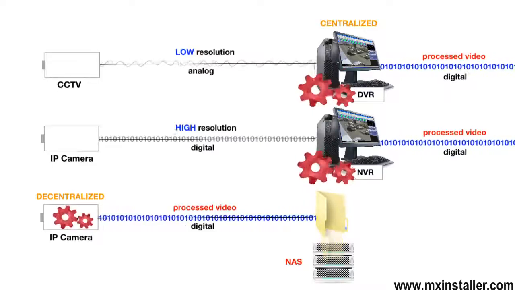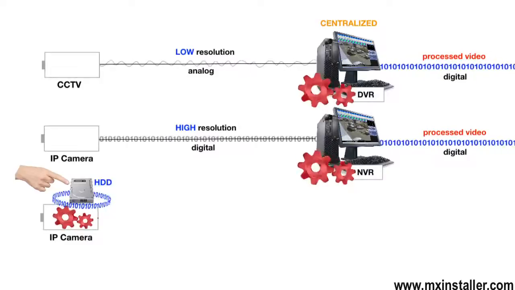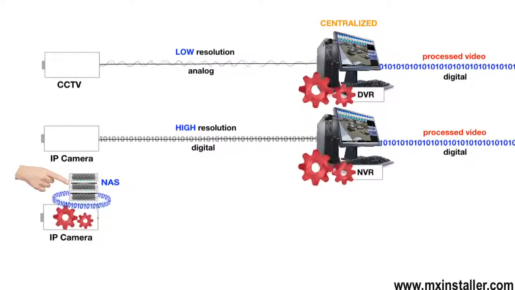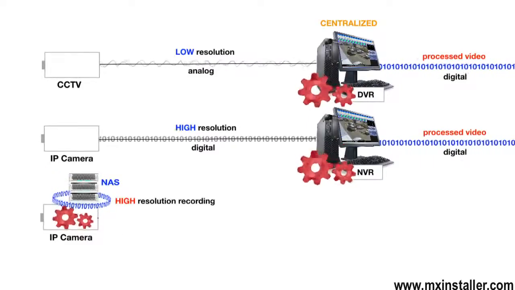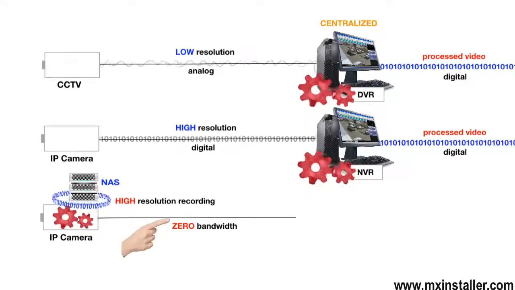There are many advantages to this. For example, you could direct connect an external Ethernet hard disk drive or attached storage unit and start recording terabytes of megapixel resolution footage at the camera without consuming any network bandwidth at all.